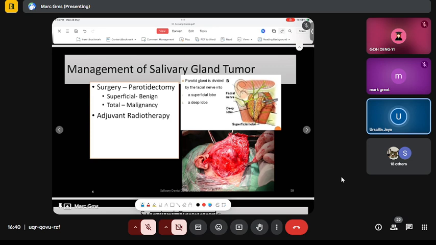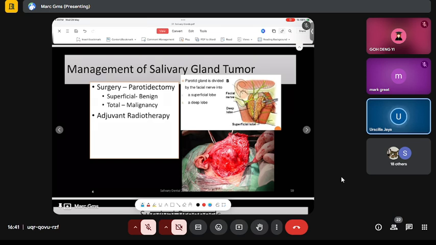Okay, so this is management of salivary gland tumor. Surgery, parotidectomy. Like I said, even if it's benign, it's usually confined to the superficial lobe. But there are benign tumors that extend into the deep lobe, so that's when you do a total. But most of the time, we just do a superficial. And if it's malignancy, you have to do a total parotidectomy, with or without addressing the neck. If it's high risk based on FNAC, then we address the neck.